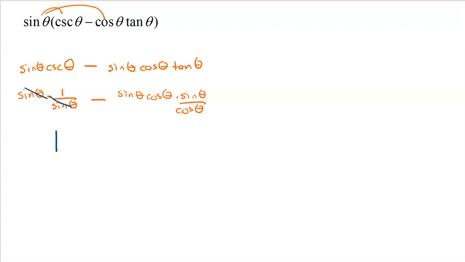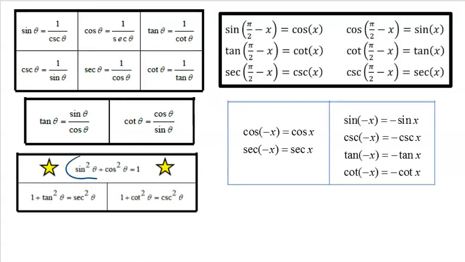Sine over sine, that's 1. They don't cancel, they reduce to a 1. A number over itself is 1. Minus, now here the cosines are going to reduce to a 1. Cosine over cosine is 1. And I'm left with sine times sine, which is sine squared. But don't stop there. Now I see my square, I see my 1. That immediately takes my attention.